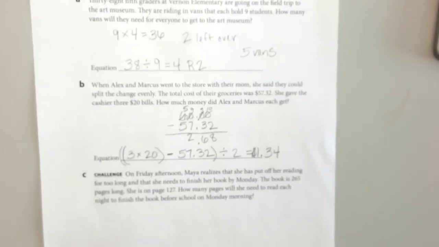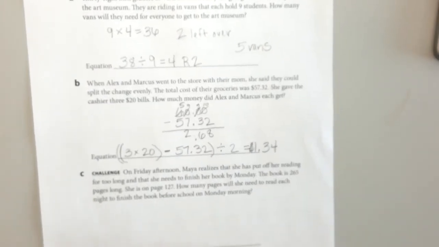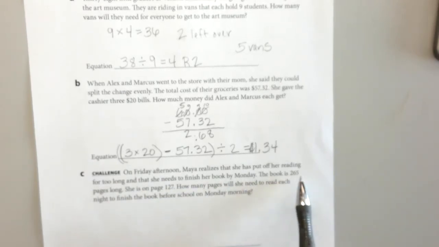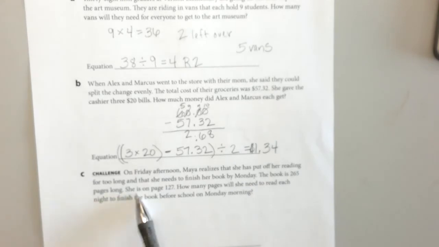Now the challenge, which we're going to try, we're going to challenge ourselves. On Friday afternoon, Maya realizes that she has put off her reading for too long and that she needs to finish her book by Monday. The book is 265 pages long. She is on page 127. How many pages will she need to read each night to finish the book before school on Monday morning?